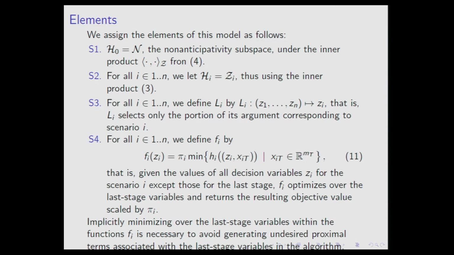And everything's scaled by the probability. So this minimizing over the last stage variables is what we're trying to do, to avoid having proximal terms attached to things we don't need to project. Now, that's it. I'm done setting things up.